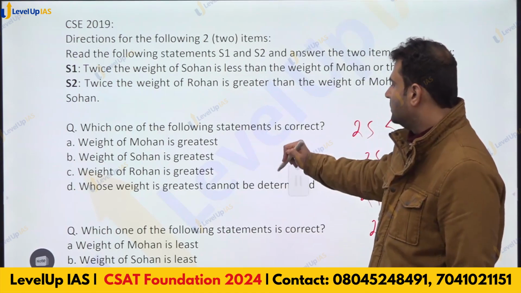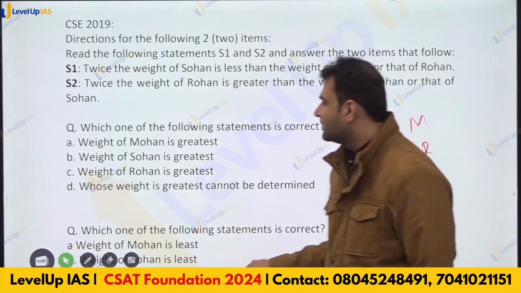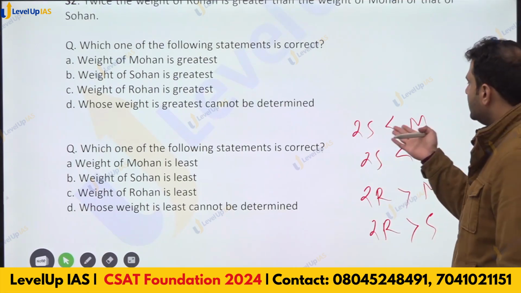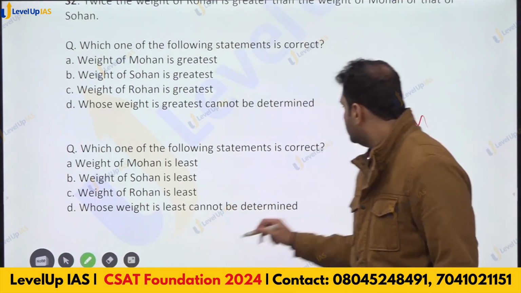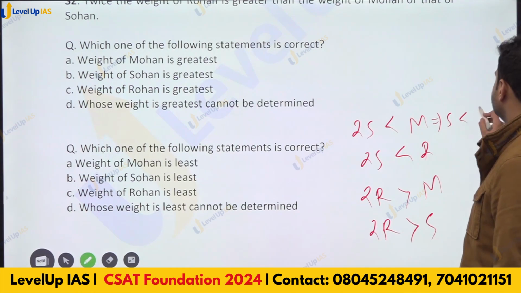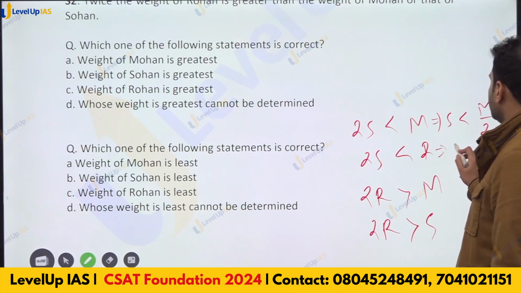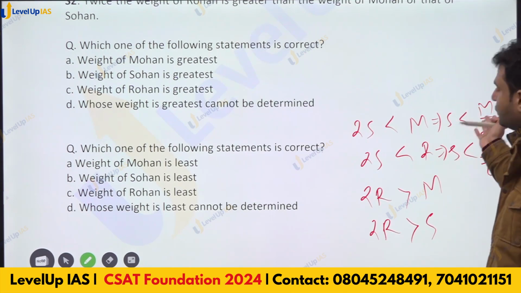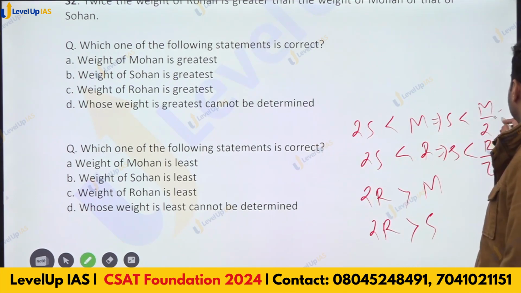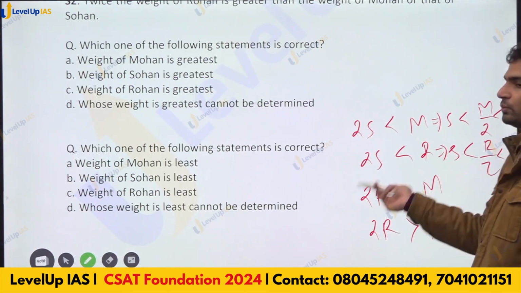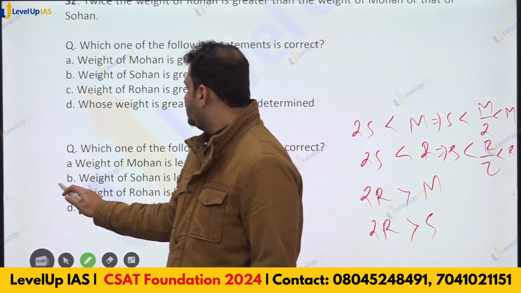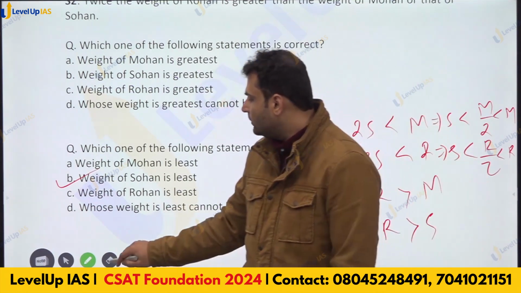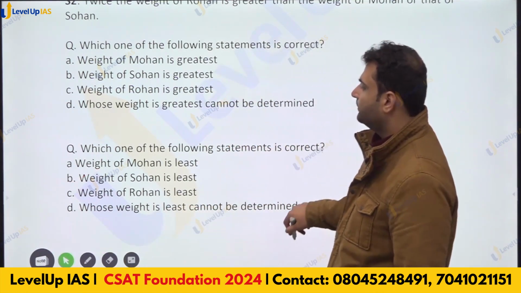But next, whose weight is least, can it be determined? Definitely, because Sohan's weight is less than Mohan's weight by 2, and Sohan's weight is less than Rohan's weight by 2. So if it is less than Mohan's weight by 2, then of course it is less than Mohan's weight. And of course it is less than Rohan's weight. So of course the weight of Sohan is the least. That is the answer. But the greatest weight we cannot determine.